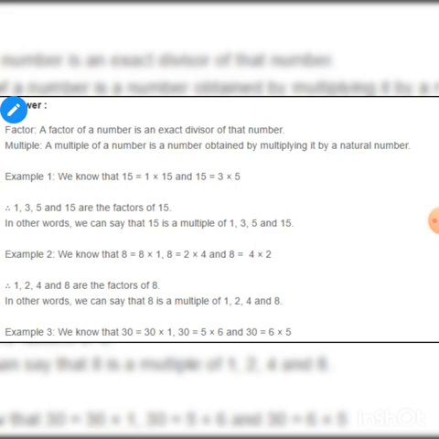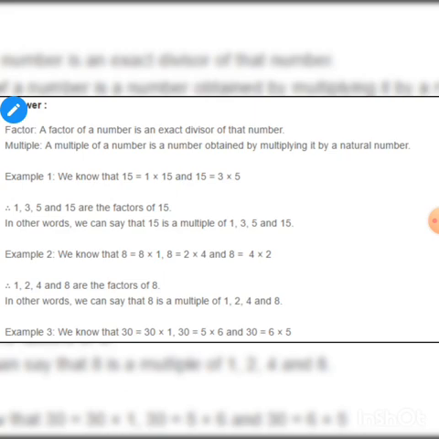As you know, by the rules of factors, 1 is a factor of each and every number, and the second rule of factors says the number itself is also a factor of that number. So 1, 3, 5 and 15 are the factors of the number 15. Or in other words, we can say that 15 is a multiple of 1, 3, 5 and 15.